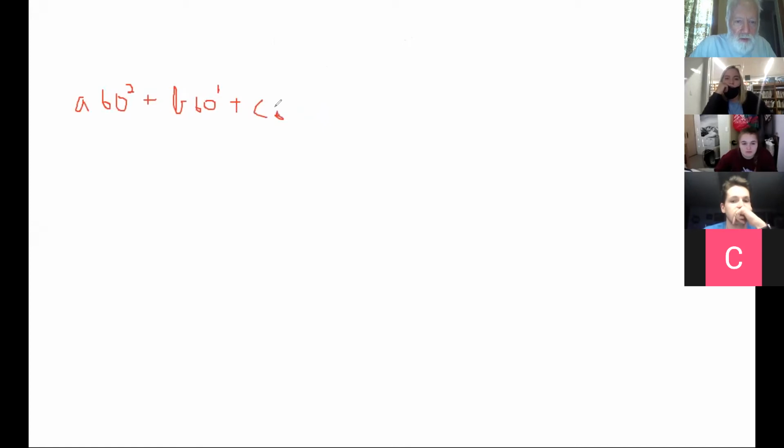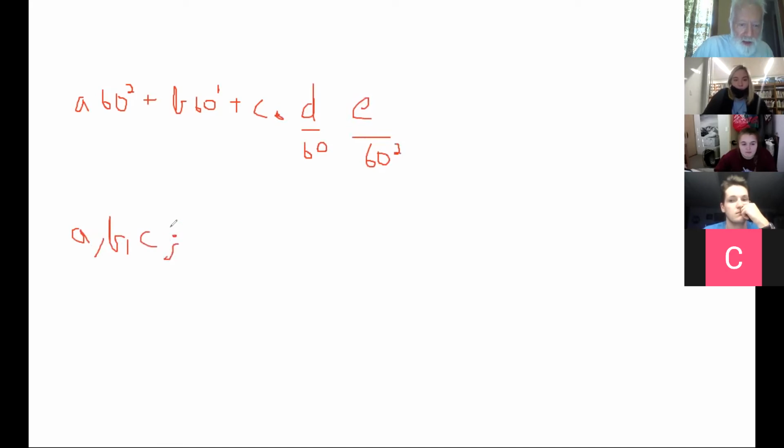Decimal point, D over 60, E over 60 squared, etc. And we would write this number as A, comma, B, comma, C. So that's supposed to be a semicolon. And that's how you would interpret that number. The first decimal place you think of like this, over 60, and the second, over 60 squared.